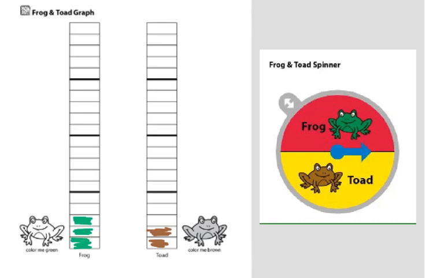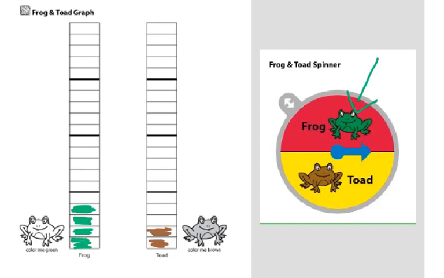Now let's look at our April graph. Remember that this month we are graphing frogs and toads. I'm going to spin my spinner to see what I land on today. Oh, I landed on another frog. So we're going to color another frog piece on our graph. Now that we're starting to get some good pieces, I have a couple of questions to ask you.